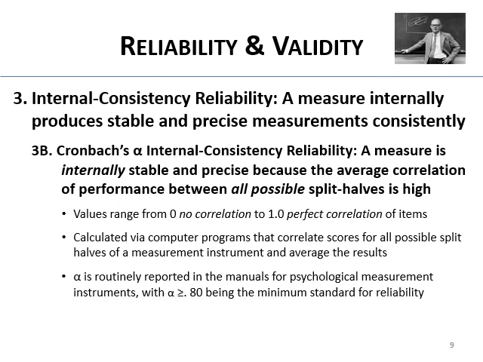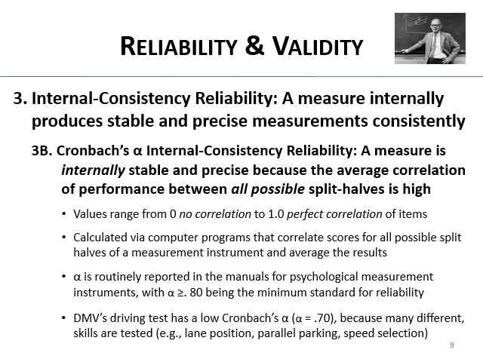So alpha, this is different than the alpha level. This is Cronbach's alpha. It's routinely reported in the manuals for your psychological measurement instruments. There is a standard. You want things to be at least 0.8. So 0.8 or higher for you to say, yes, this thing is internally consistent. It's a reliable measure. So the DMV's test, for example, the 36 item driving test that you take, is not internally consistent. Its alpha is 0.7, which is less than 0.8.